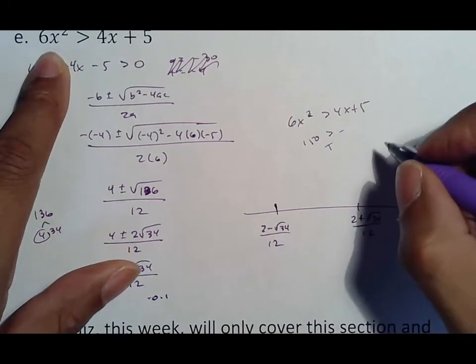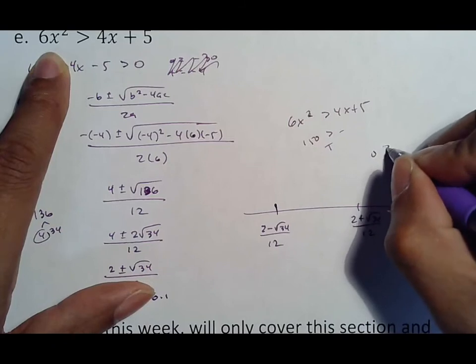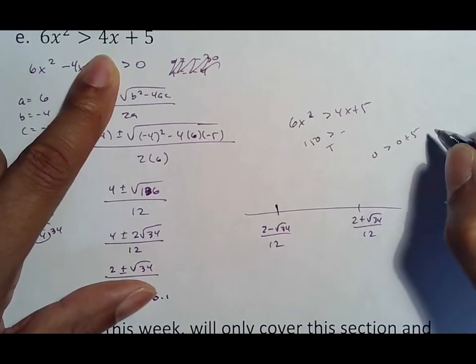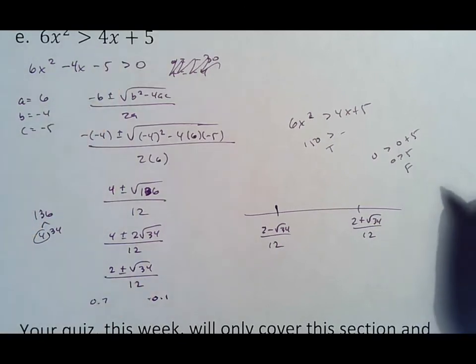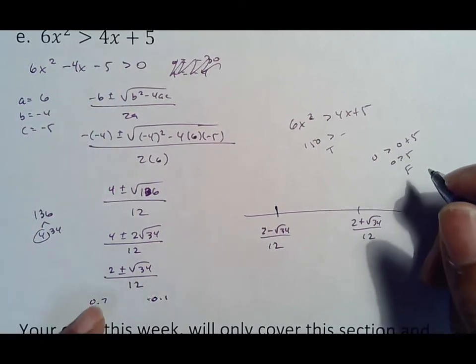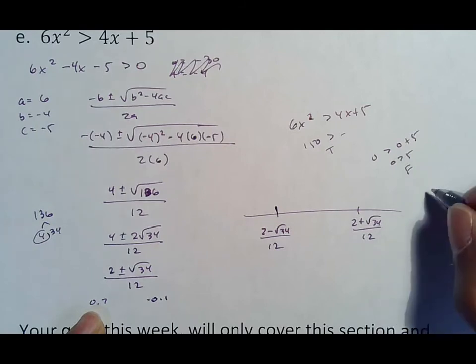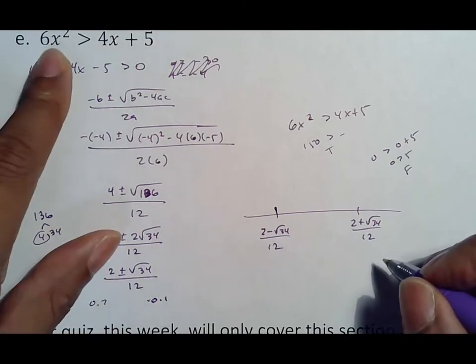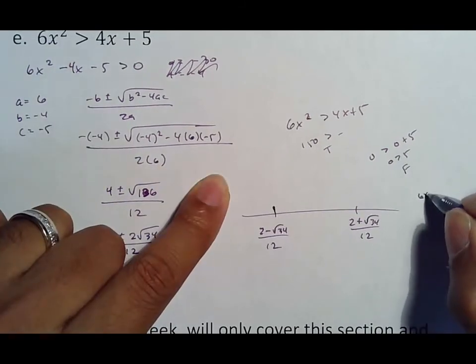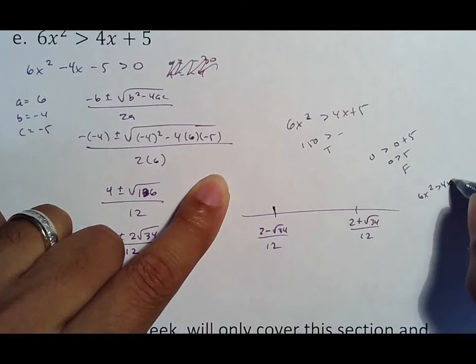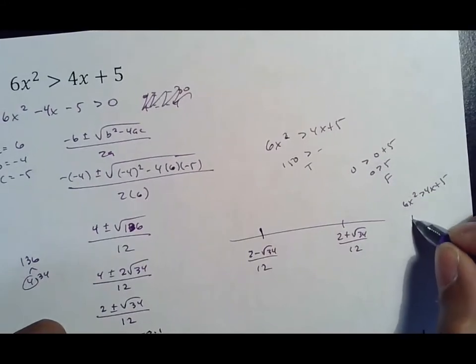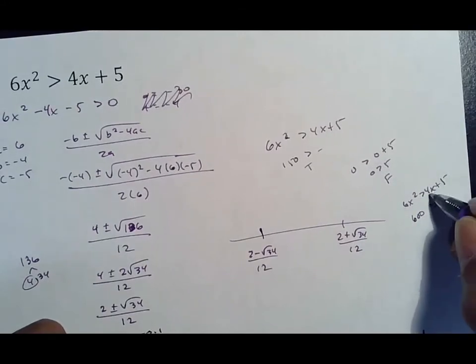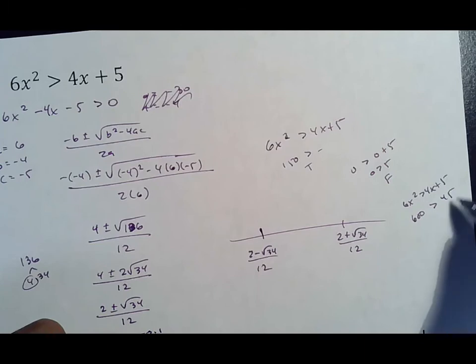So let's check 0. If I plug in 0 there, I get 0 greater than 0 plus 5. Is 0 greater than 5? No, it is not. And then I need something bigger than 0.7, so I'll pick a number like 10. Let's go back to your 6x squared. If I plug in 10, 10 squared is 100 times 6, which would be 600. That would be greater than 40 plus 5, and that is also true.